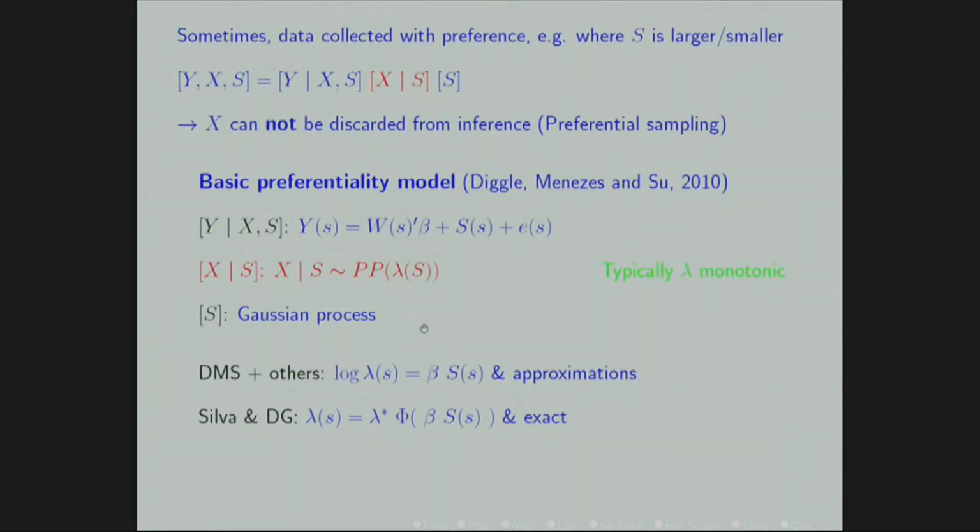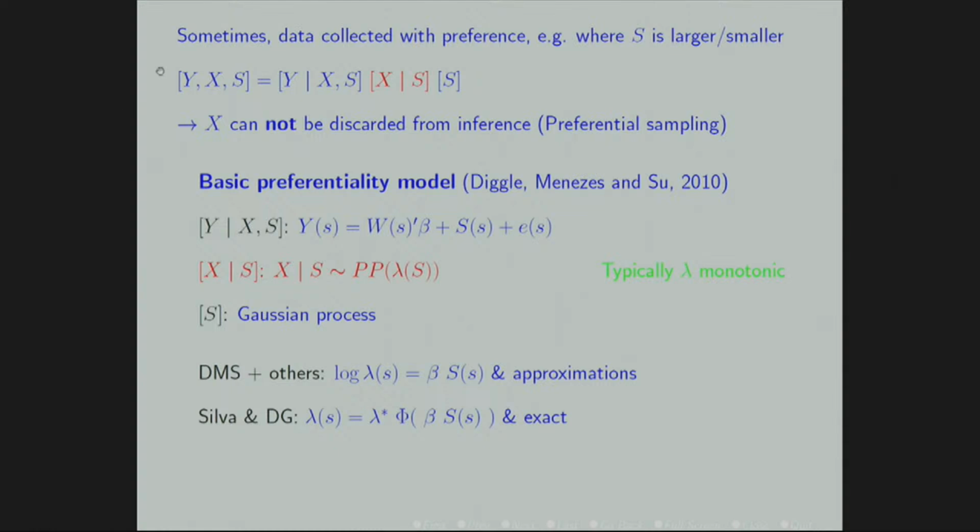Now, the problem is that sometimes data collection is not as we thought it would be. For example, it's very reasonable to have your choice of locations associated with the process you are interested in. You may want to get more points where you think the oil content is larger than where you think the oil content is lower. So there are reasons to propose a sampling scheme where you have preference in sampling. So X cannot be discarded from inference, and then you have this extra component here, getting away from the basic geostatistics setup that many people use nowadays.